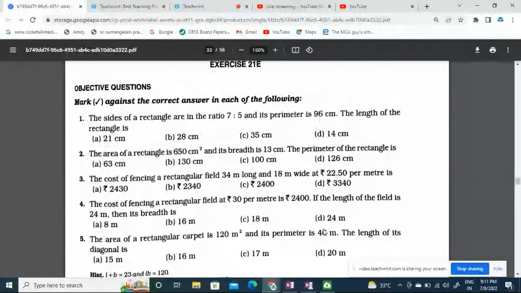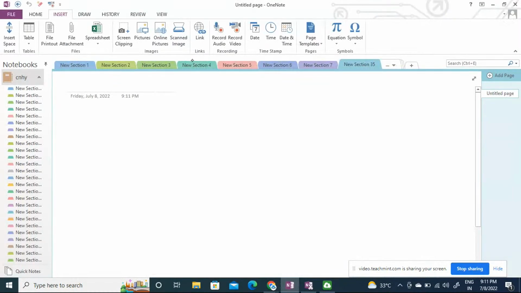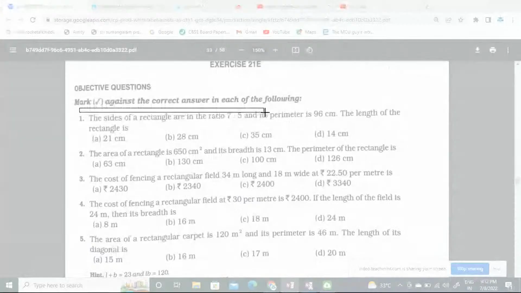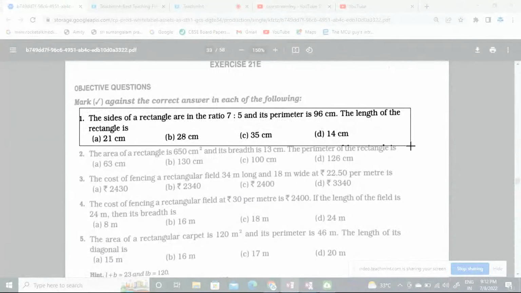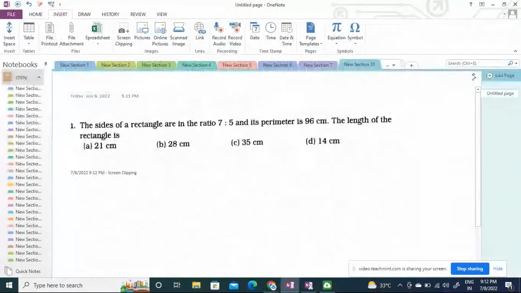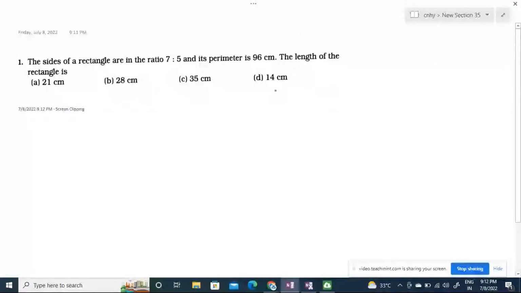Last exercise of that. Okay. Now it's easy for you. You speak out and I will write.